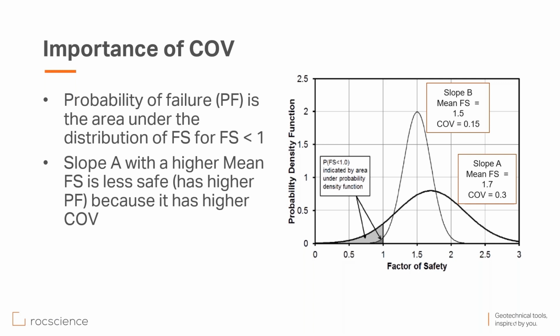The reason for that is this number. Coefficient of variation of a slope A is double the coefficient of variation of a slope B. So even though a slope A has larger mean factor of safety, it is not safer than a slope B, and it has a higher probability of failure. That's one of the reasons that we need to do these together. Both factor of safety and probability of failure, we have to use them in our design purposes.